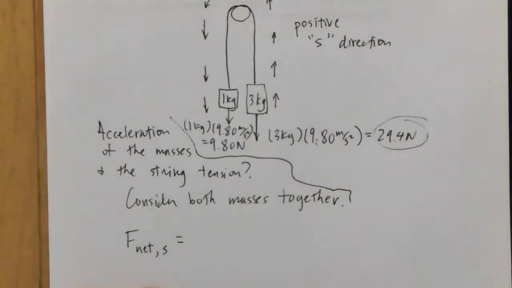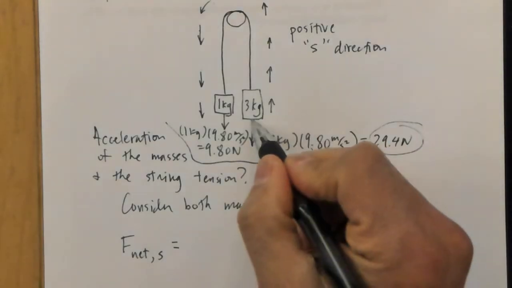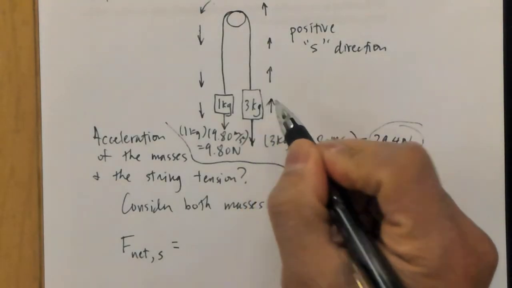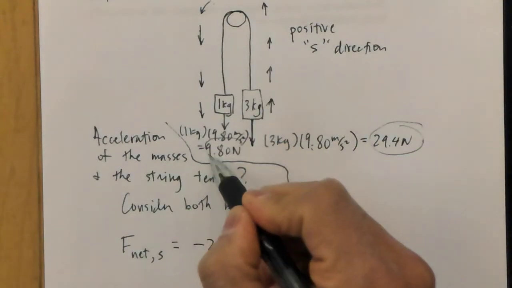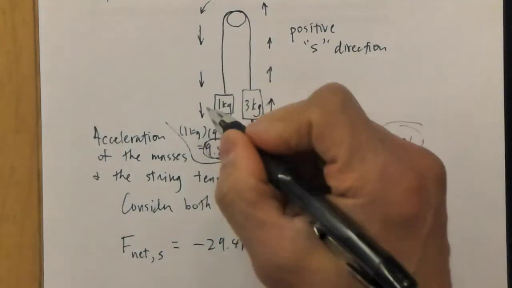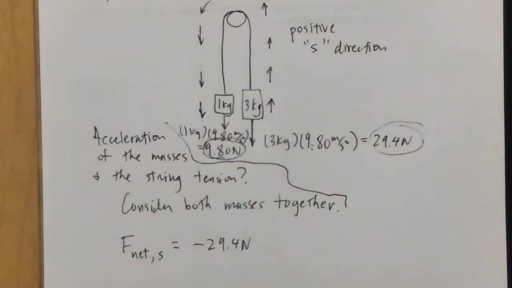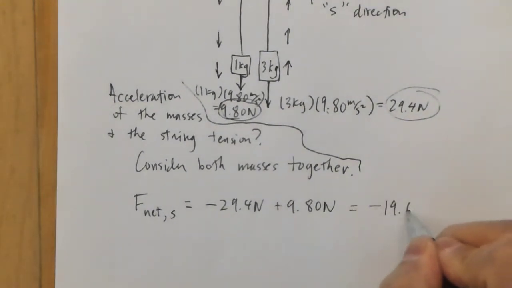Okay, so I have this 29.4 newtons. Should I make that positive or negative? Because this is the positive S direction, it's going in the negative, so I have minus 29.4 newtons. And then I have this 9.8. Should it be positive or negative? Yeah, positive, because on this side here, the positive S direction is the same way the weight is going. So positive 9.8 newtons. Okay, so that comes out to minus 19.6 newtons.